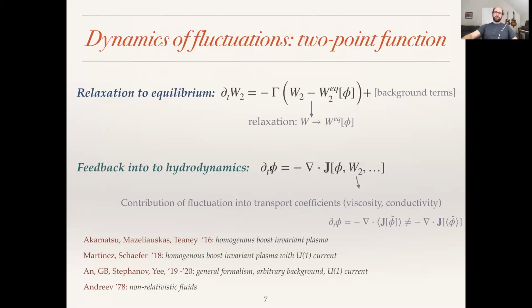equations. So this approach has been taken in the context of relativistic hydrodynamics by Akamatsu, Mazeliauskas, and Teaney, and Veronica in 2016, who considered a particular boost invariant plasma, and then various other groups, including us, generalized it to more general systems, and we worked out the most general formalism with arbitrary background and so on. And in the non-relativistic context, this actually goes back to the 1970s, the work of Andre.